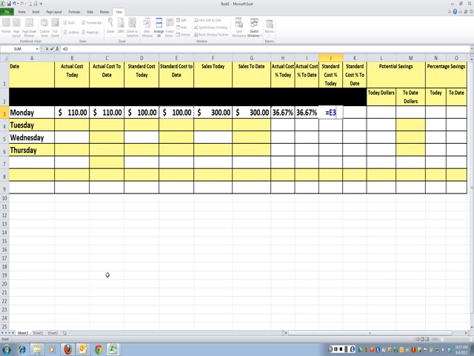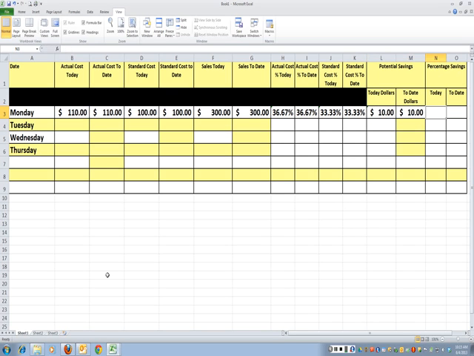Now we're going to do our cost percentage on a standard, what we should have had. The standard cost percentage for today should have been 33%, so it shows that we're a little bit off on the actual versus the standard. These two will be the same. Now here you want to look at what your potential savings amount would be. We take our actual cost less the standard cost, and we should have saved $10. These two will be the same.